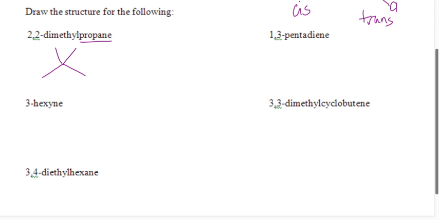3-hexyne. What does that mean? 1, 2, 3, 4, 5, 6. So what do I have to do? Double? Triple. Hexyne. So I'm going to go to carbon 3, and after it I'm going to put a triple bond.